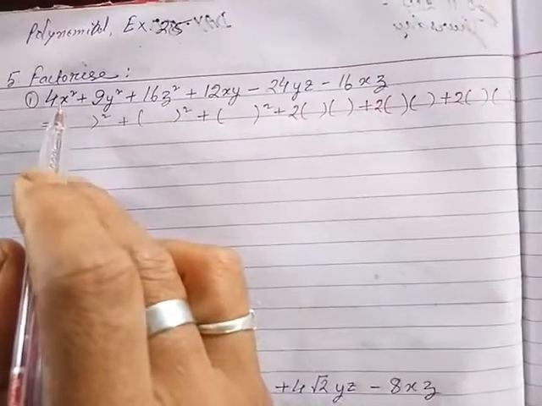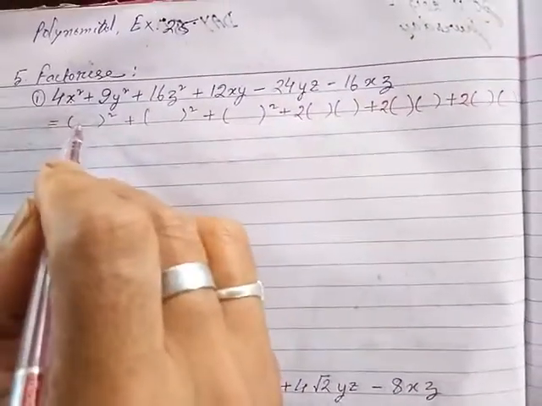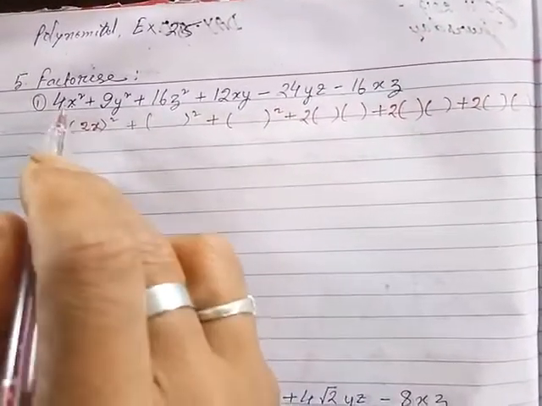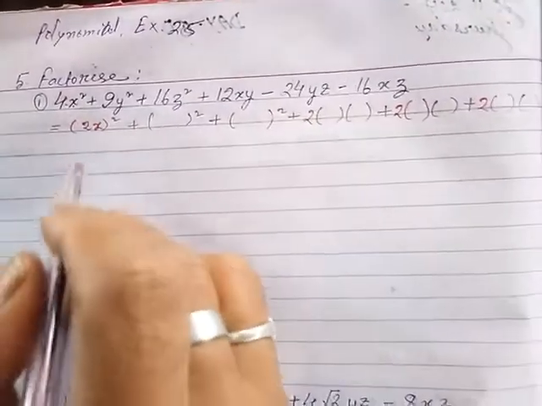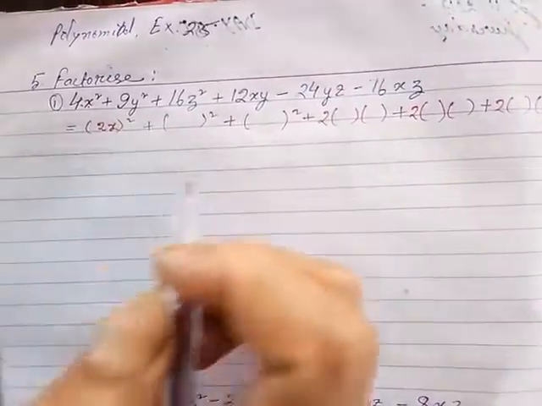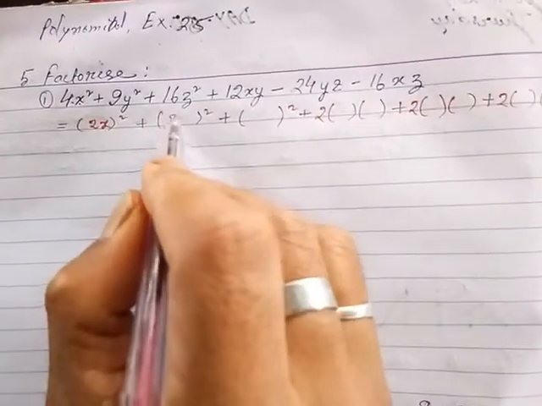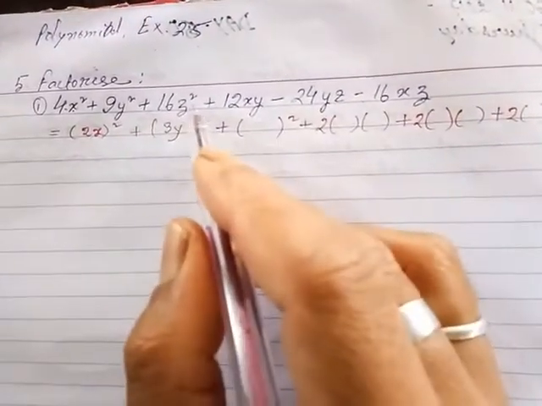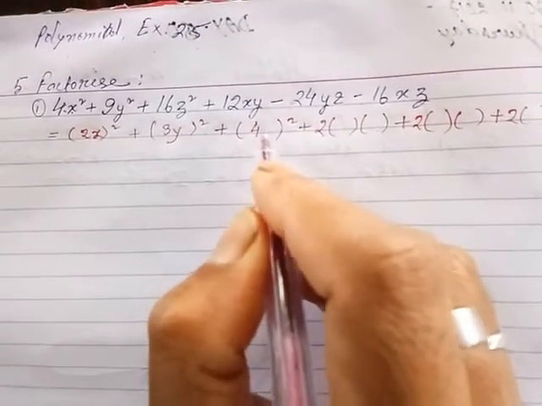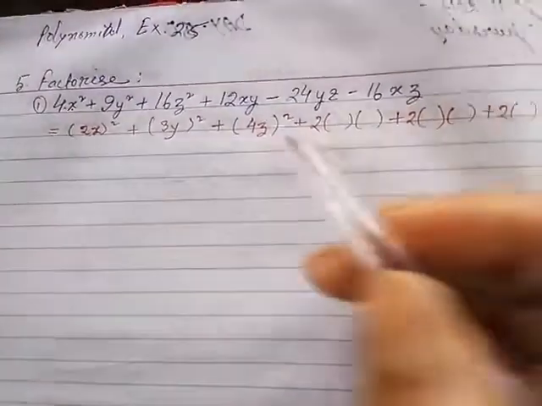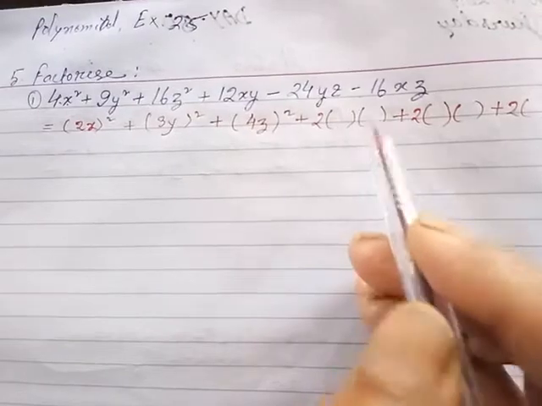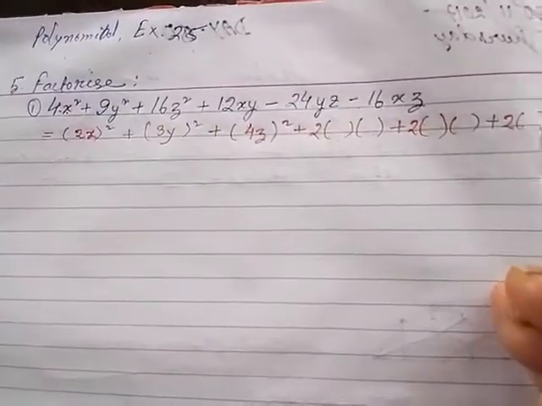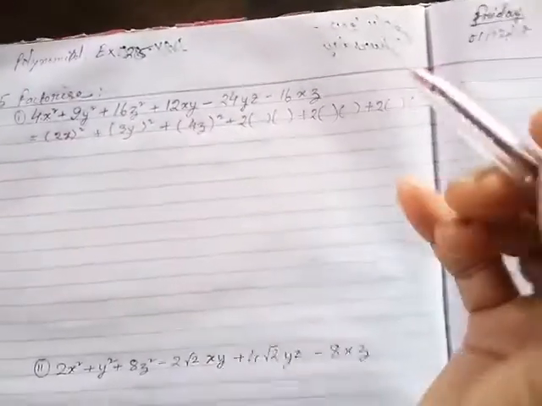So let me express this in the form of squares. It will be (2x)²: 2 squared is 4, x squared is x², so 4x². So it can be expressed as a². 9y² we can express as (3y)², the form of b². And 16z² we can write as (4z)². And here 12xy I'll create as 2ab, 24yz as 2bc, and 16xz as 2ca.